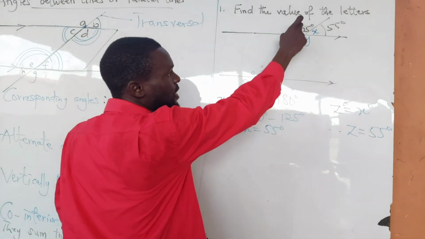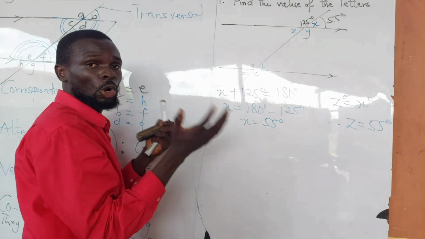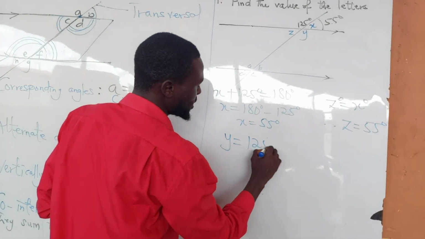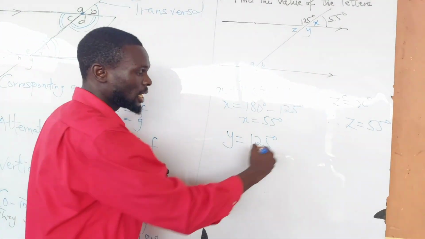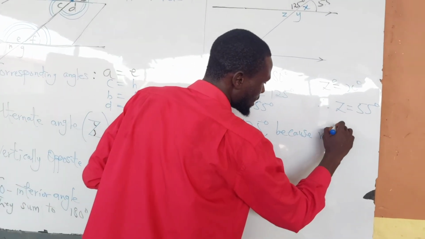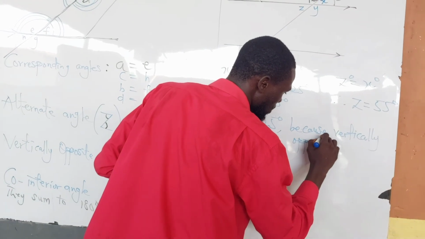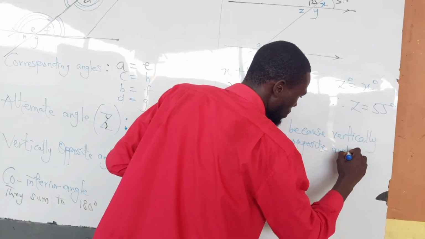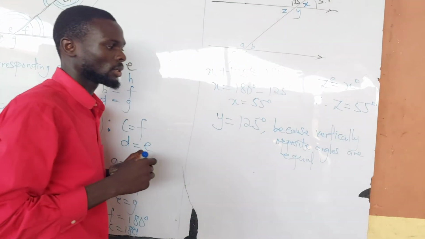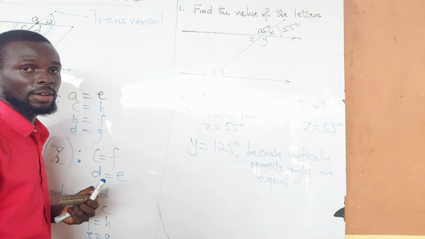Then with the 125 too, we can see that this and this, they are vertically opposite. So we can also say Y is equal to 125 degrees. Why? Then you explain your answer. Because vertically opposite angles are equal. So that is why this is also 125 degrees.